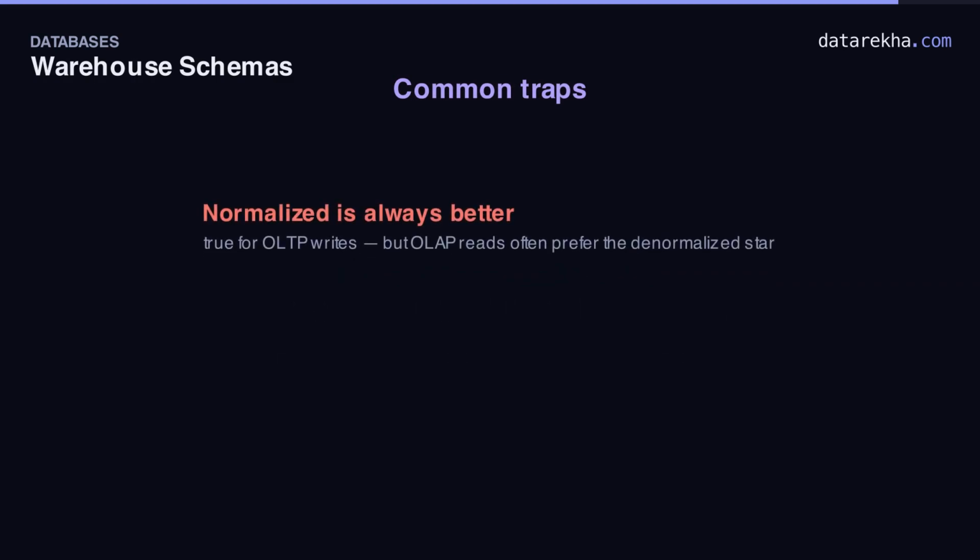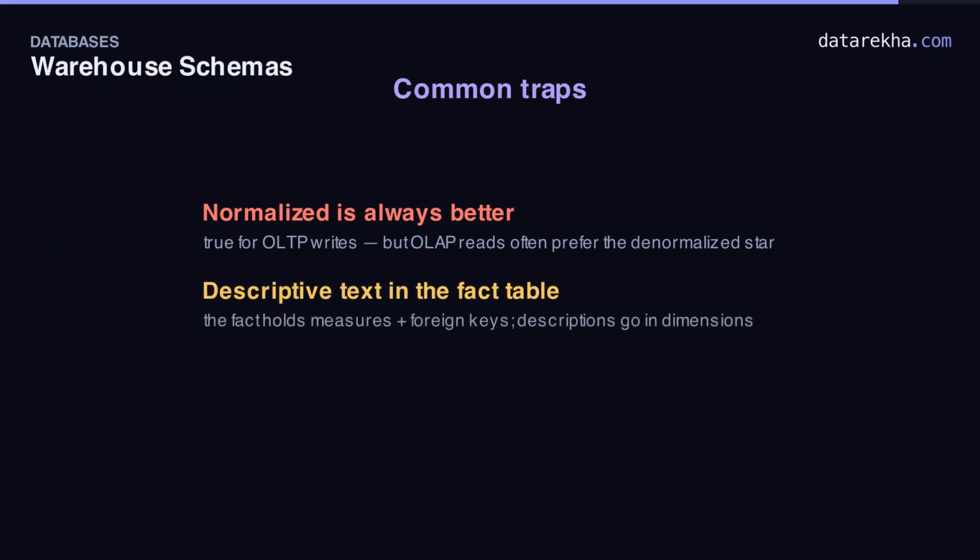Trap 1. Assuming normalized is always better. It is, for a system protecting its writes. But a warehouse optimizes reads, where the denormalized star often runs faster. Right rule, wrong workload. Trap 2. Putting descriptive text in the fact table. Names, categories, cities are dimension attributes. The fact holds numbers and foreign keys, nothing more. Measures plus several foreign keys, almost always your fact table.